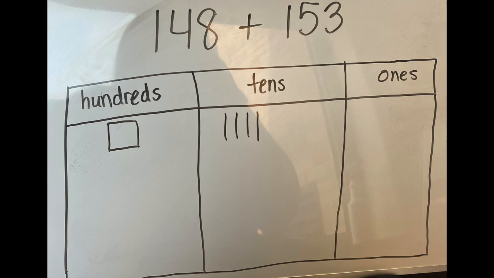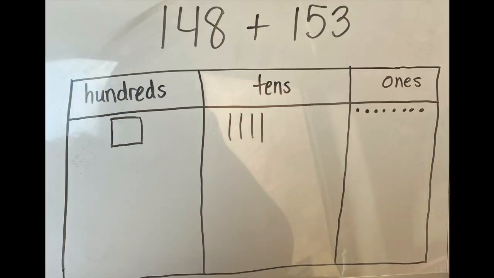Now I'm going to look at my ones place in 148. That's going to be the third number in that addend, and it's an 8. So I'm going to draw 8 little cubes. They kind of look like little dots. It could mean the same thing. It just means I have 8 ones. So I'm going to draw those under the ones column in that table that we made. All right, our first number is all set in our table for our model.